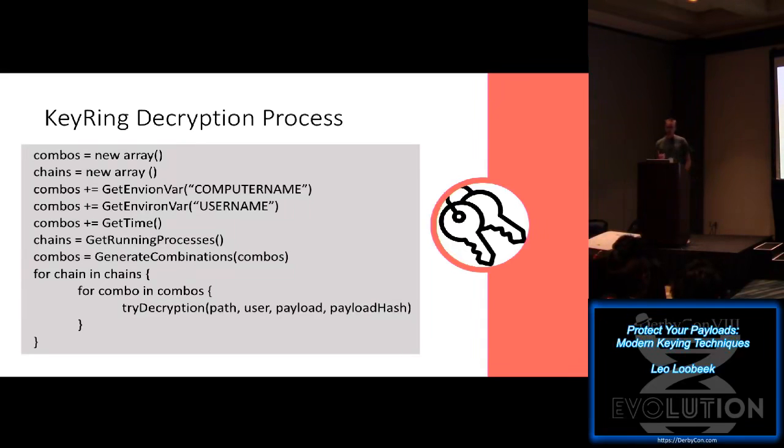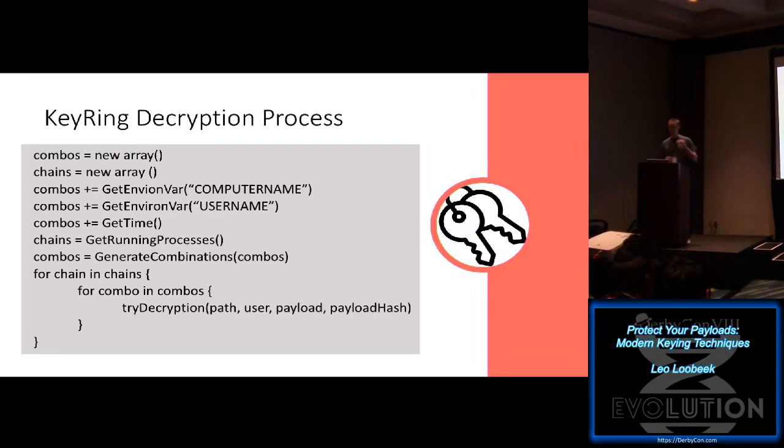Here is how that decryption process would look. Basically it just builds two arrays, and then we add on all the combo functions. Then we generate all combinations, so we get that longer list of possible combinations. And then we add our chain as well. So in this example, we're using get running processes.